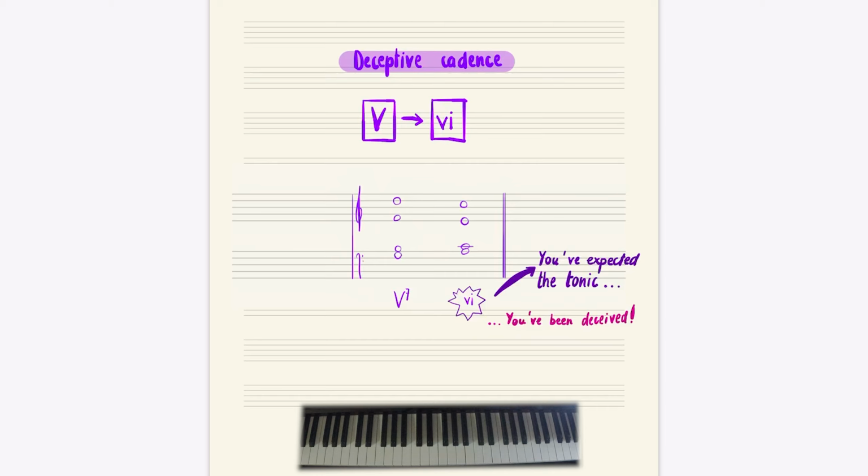In an authentic cadence, the dominant resolves onto the tonic. Thus, the tonic functions as the resolution of the dominant. There is, however, another type of the cadence called deceptive cadence, in which it is chord 6 that is the resolution.